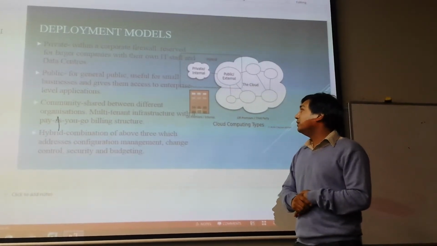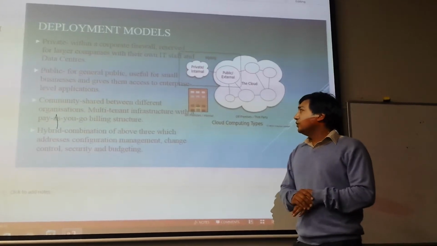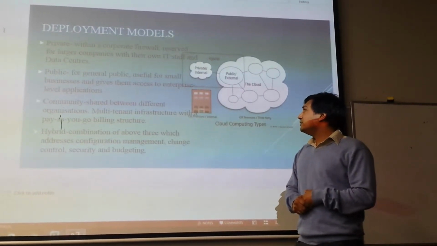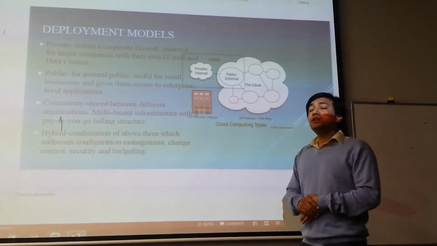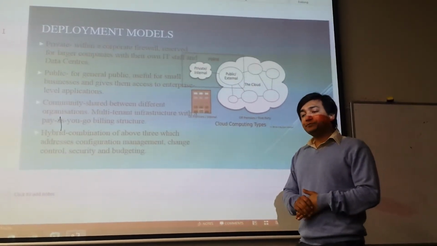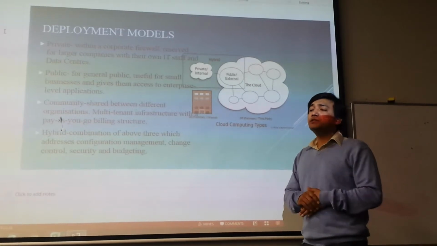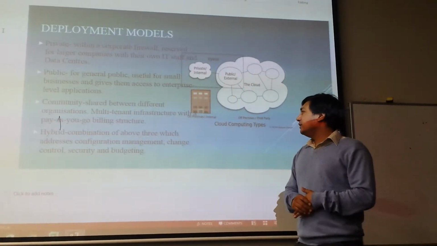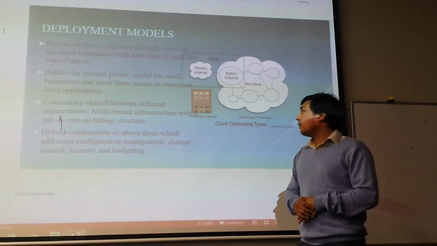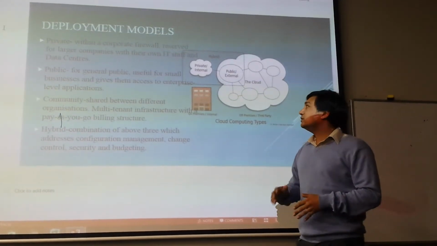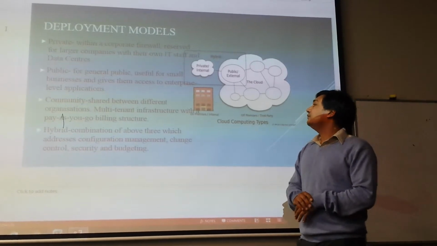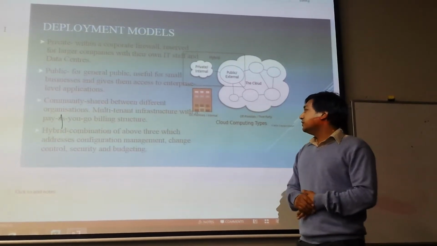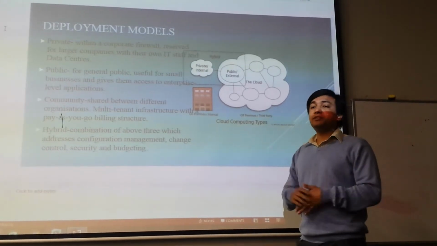And the public one is for the general public, where it will operate at enterprise levels. And the community shared model will operate for multinational companies, where they will be sharing the infrastructure and a pay-as-you-go billing structure. And the hybrid combination is a combination of all the above three models, where it will address configuration management, change control, security, and budgeting.